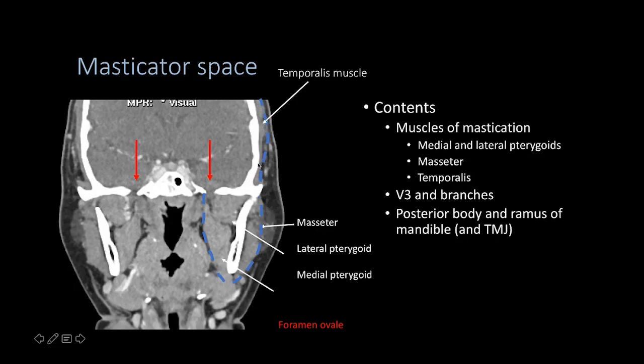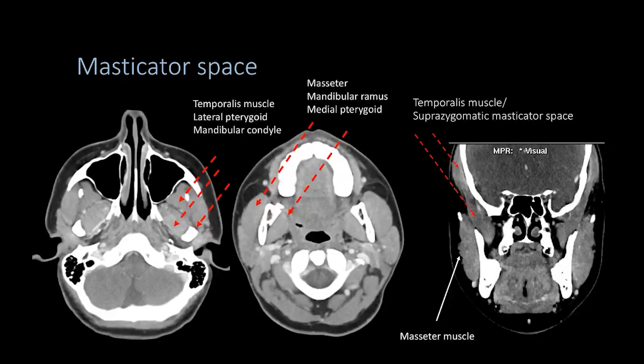masticator space. We talked about V3 and its branches, so here we see that small defect in the skull base. This is going to be foramen ovale, and we know V3 is going to come right from the intracranial compartment through there into the masticator space.